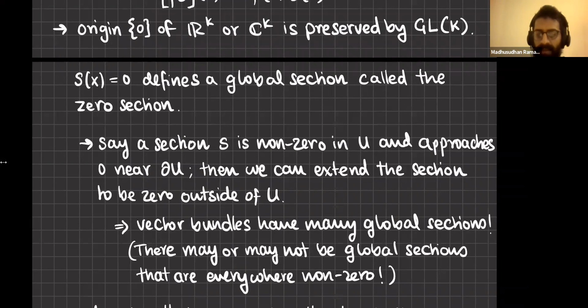Is this point clear? What we've basically done is use this idea to say that vector bundles can have many global sections, right? But they need not be non-zero everywhere. It may or may not be, depending on the circumstances.